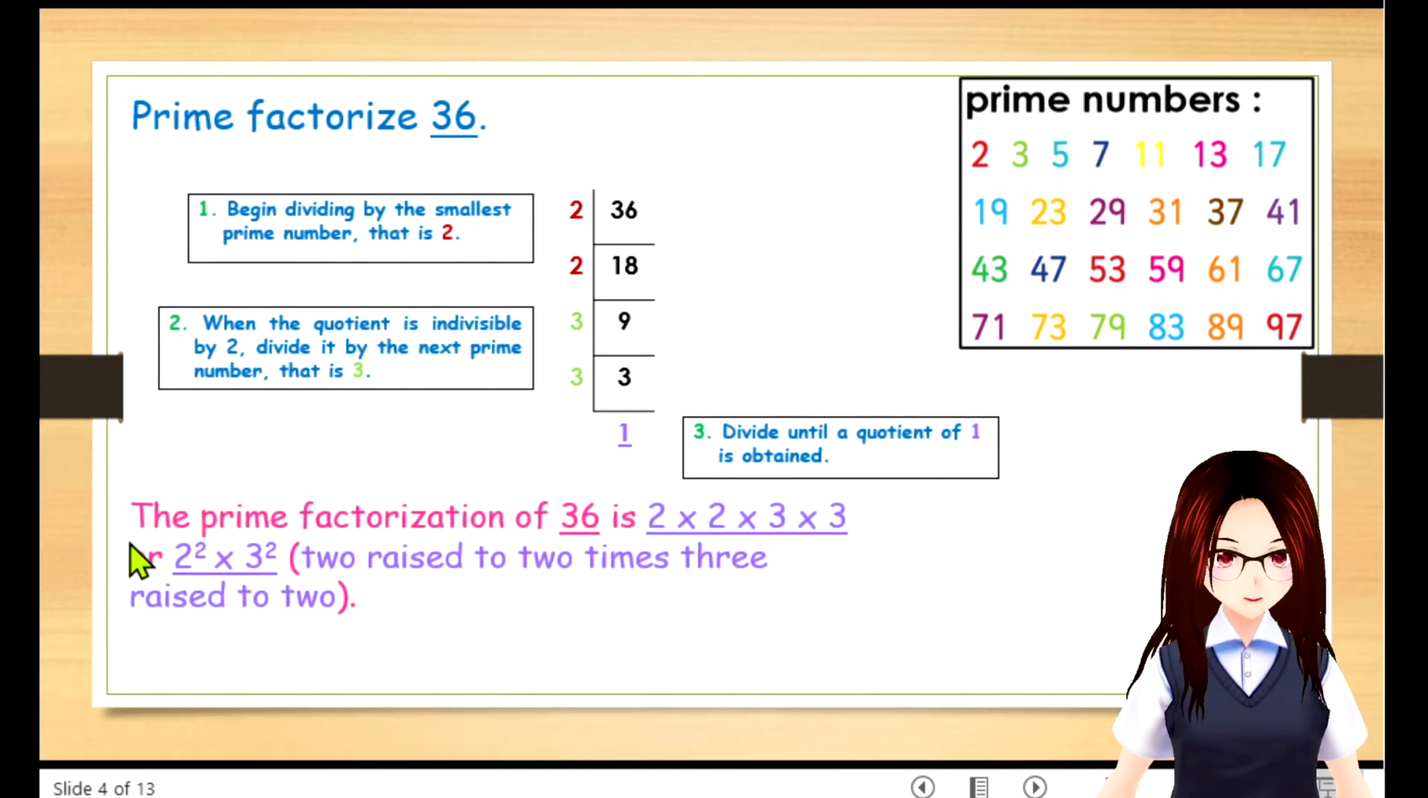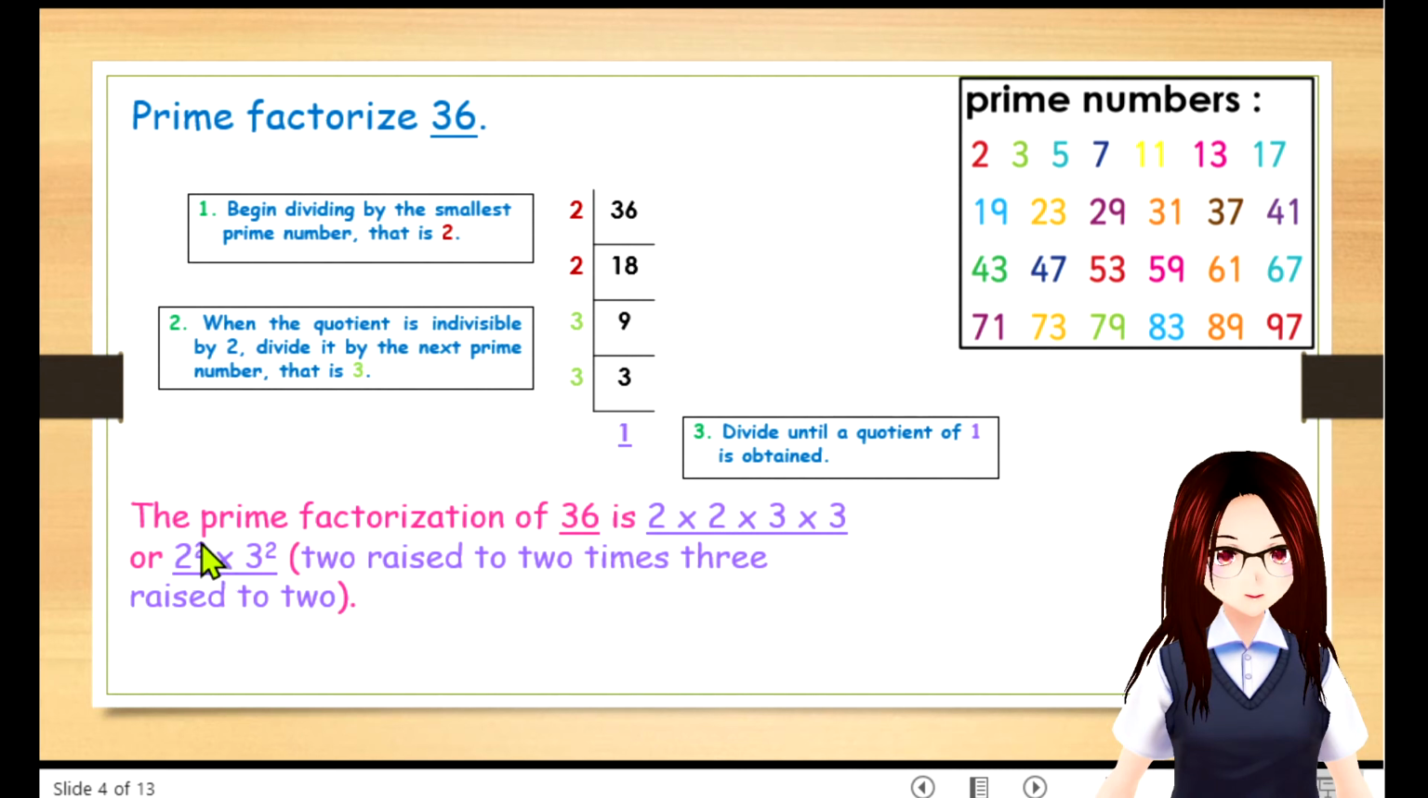So now the prime factorization of 36 is 2 times 2 times 3 times 3. Where did we get this? From here. 2 times 2 times 3 times 3. Or 2 raised to 2 times 3 raised to 2.